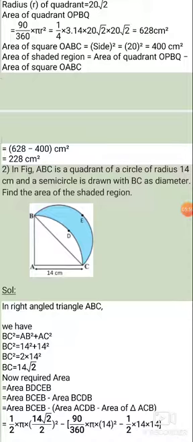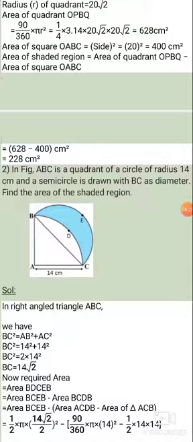Area of BCEB, that is a semicircle. So what is that area? BCEB is equal to half of pi into radius square. So what is the radius BC? Diameter is what? 14 root 2, BC. So radius is equal to what? 14 root 2 by 2. Then what is the whole square of that?